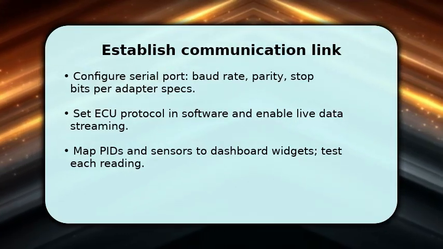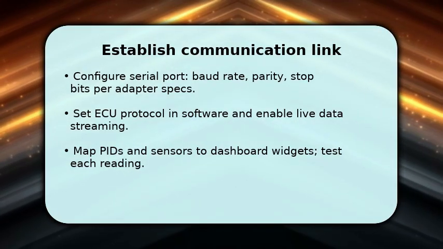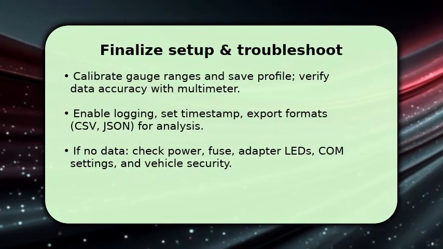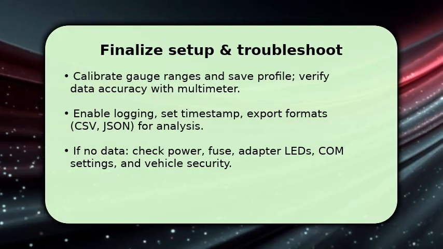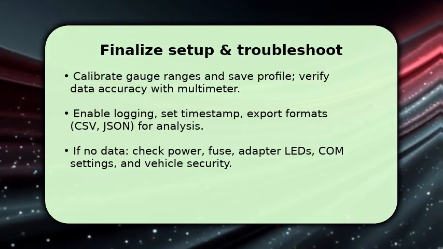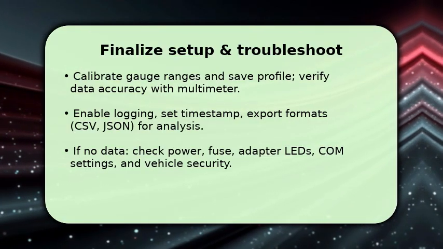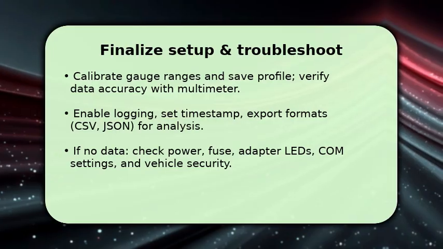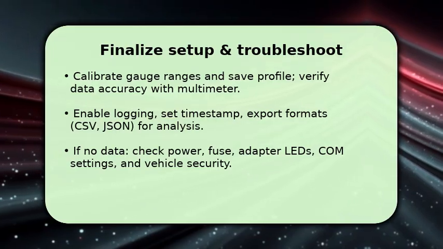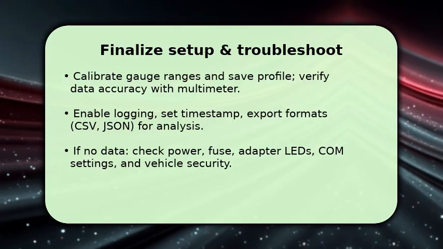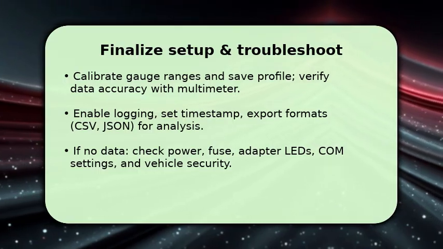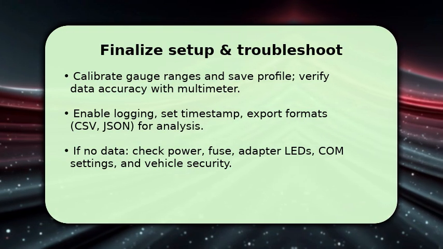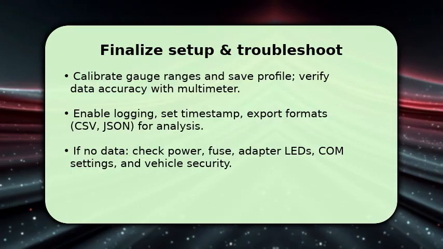Finish by calibrating gauges and confirming accuracy so your PC dashboard is trustworthy. Adjust ranges, units, and smoothing options, then save the profile. You'll want consistent logging with timestamps in CSV or JSON. Run a short drive test and compare readings to known values or a multimeter. If data stops or never appears, make sure the OBD port has power and fuses are intact. Check adapter LEDs, swap USB cables, reselect COM or network settings.